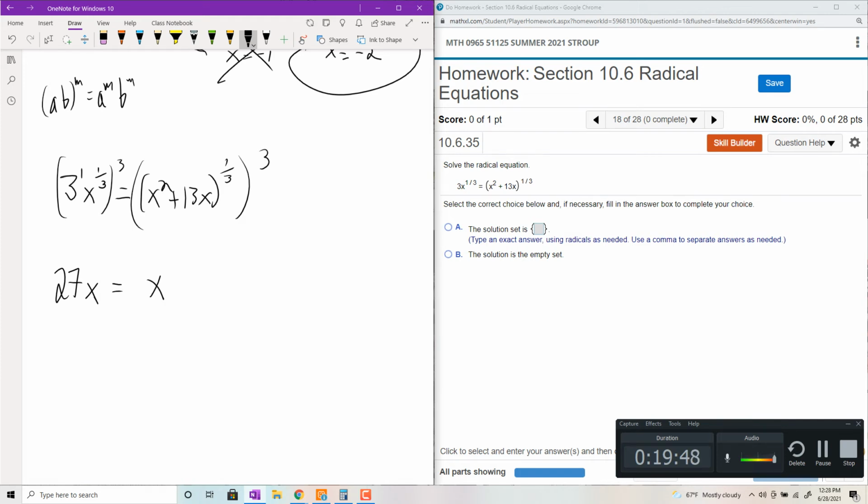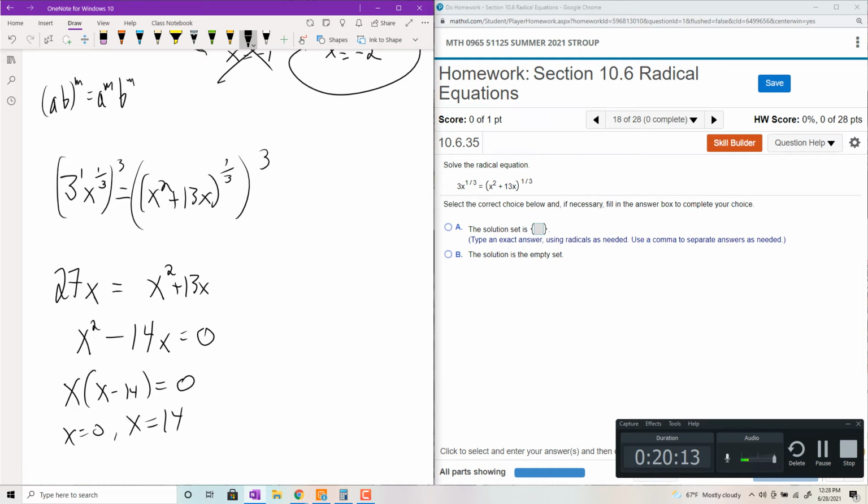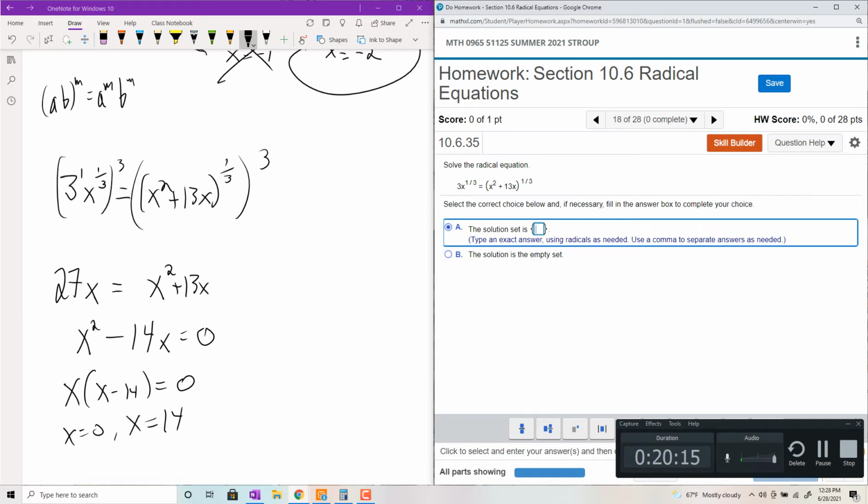On the other side, that gets rid of the cube, the 1/3 power. So you just get x squared plus 13x. And then this is quadratic, so I'm going to move the 27x over, minusing it. So you get 0 equals x squared minus 14x. Then you can factor this. And then you get x is 0 or x is 14 as your solutions. And you don't have to check it because we raised both sides to an odd number.